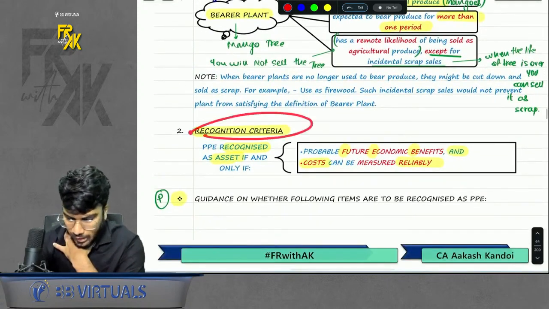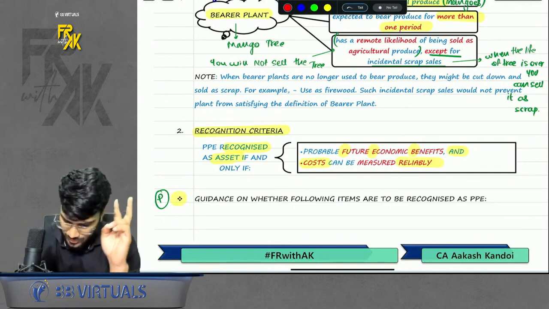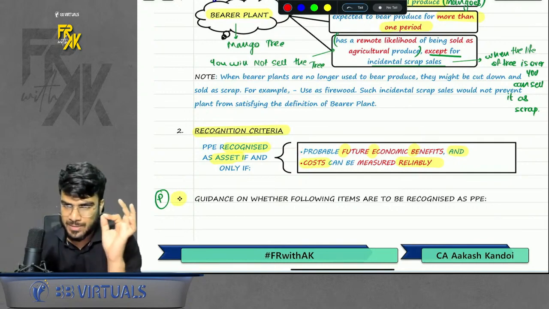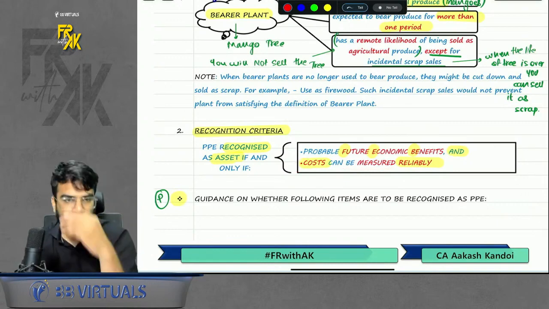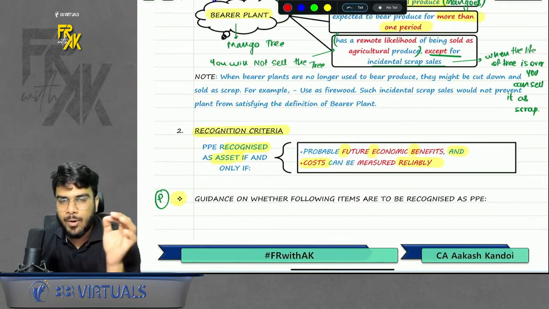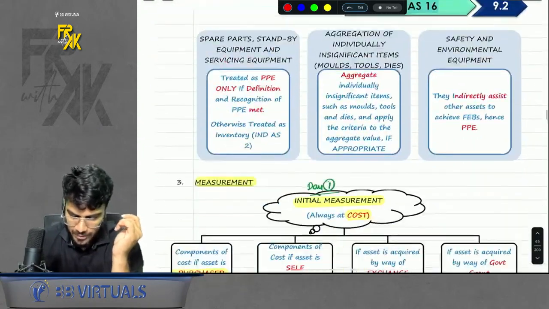Next, the recognition criteria. To recognize any asset, you need to fulfill 2 conditions. First, future economic benefit should be certain, and cost can be measured reliably, because to record any asset we will have to record it at a certain amount. So the amount on day one is cost. Therefore, cost should be measurable reliably. This part is pending. We will discuss later on.